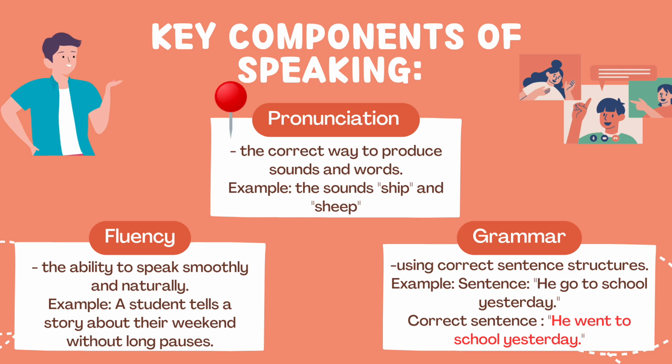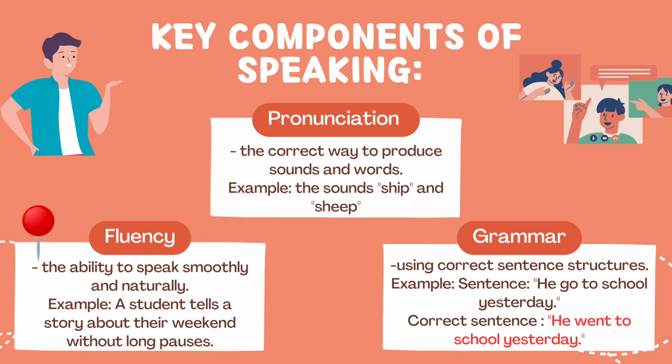Pronunciation means the correct way to produce sounds and words. An example is the sounds "ship" and "sheep." Ship means a vessel larger than a boat for transporting people or goods by sea. So your mouth is closed. While the word sheep, so your mouth there is stretched, means a domesticated animal with a thick woolly coat and curving horns. An example is, sheep were grazing in the fields. Those words are an example of minimal pairs, which means they have different meanings but differ by only one sound.